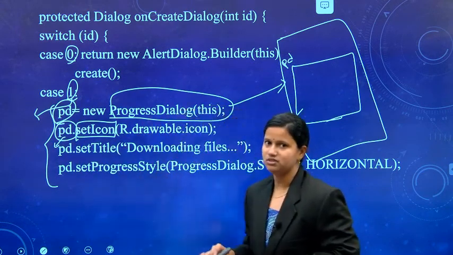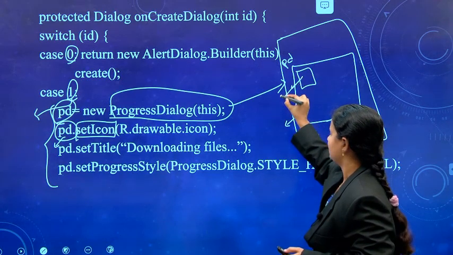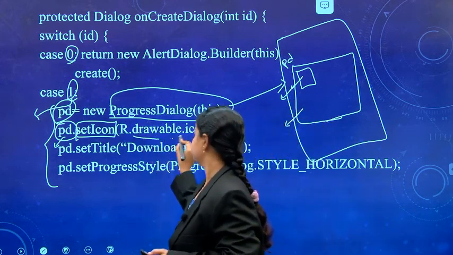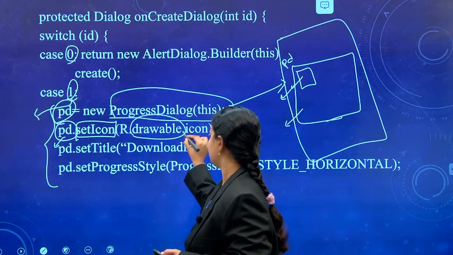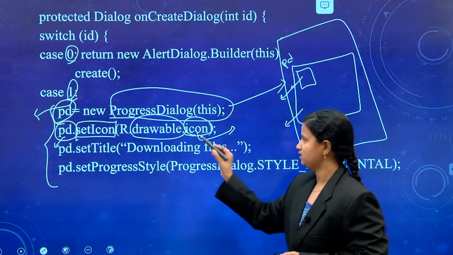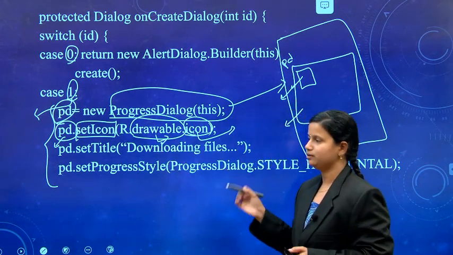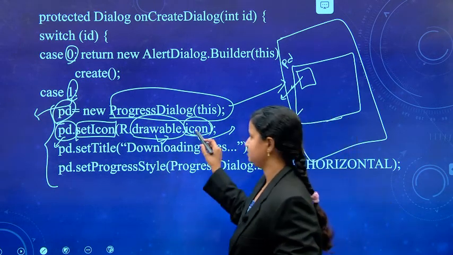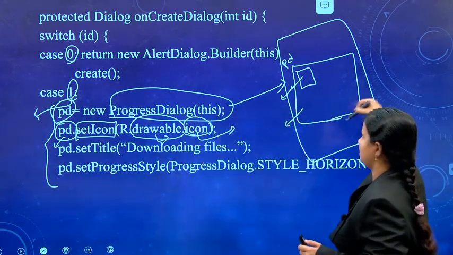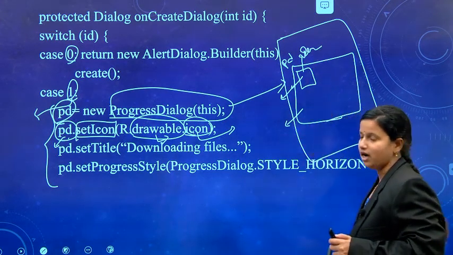That means the small image corresponding to your dialog box is to be set, but the images are presented in your drawable folder. So from that drawable folder I want to take the image as the icon. This is the name of the image and this is the folder from which I want to get the image. That we have to pass through this pd dot icon. So from this dialog we are setting the icon of that image.